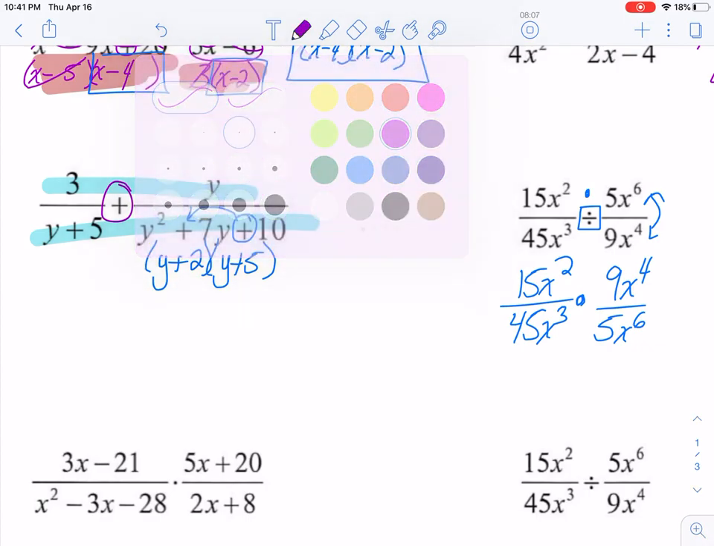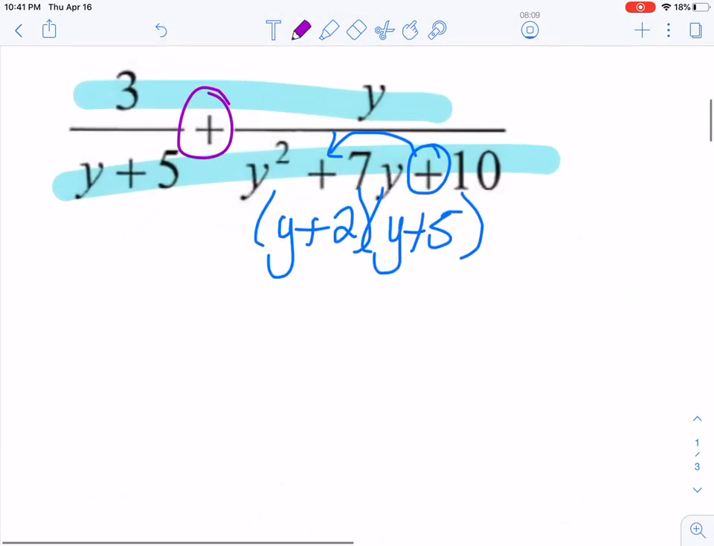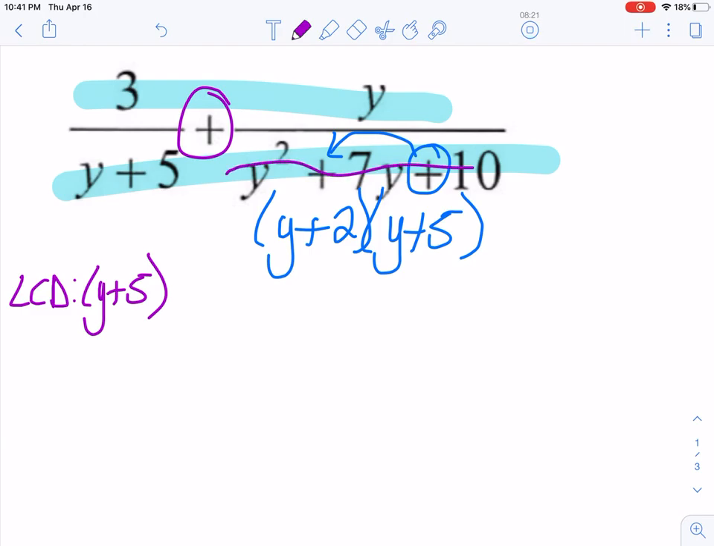Next up, let's find my LCD. Well, when you're looking for your LCD, the first thing you're doing is whatever's in your first fraction, the denominator there, included. So I've got a y plus 5. In my second fraction, the only thing I have down in my second denominator that I don't have in my first is y plus 2. So now I have my LCD.